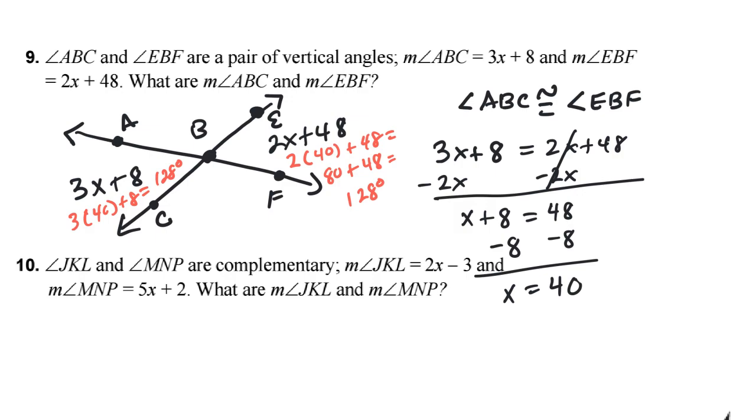So just to review, these angles are congruent. And since these angles are congruent, the angle measurements are equal. I went ahead and did algebra. I subtracted 2x from both sides. So you have 3x minus 2x gives you x plus 8 equals 2x minus 2x, that's 0, you're left with 48. Subtract 8 from both sides, so you're left with 40. I went ahead and substituted into each angle, and you notice that they were both equal.